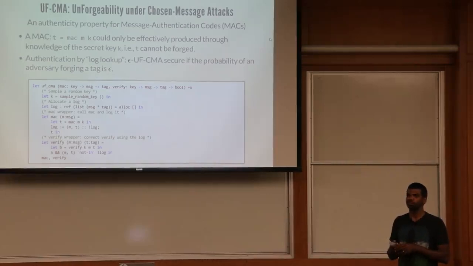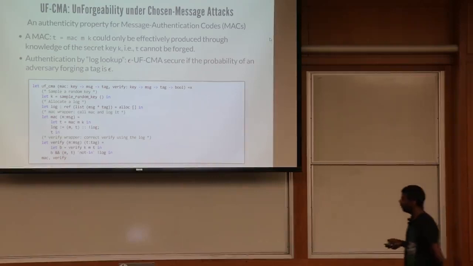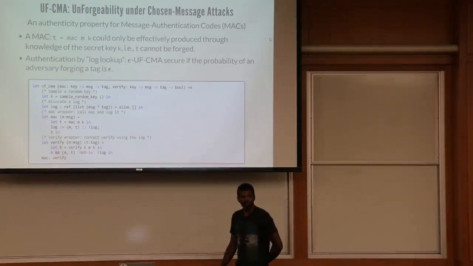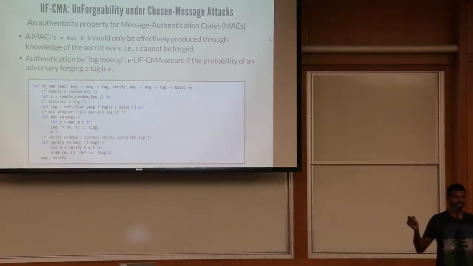Other questions? So again, you should see this as a spec. There's nothing to prove about this. This is the spec of what it means for a MAC to be good. Okay? So the way I see it, I write this piece of code in F star, and a cryptographer should come and stare at this piece of code and convince themselves that this is in fact an accurate transcription of their understanding of UFCMA. Okay?